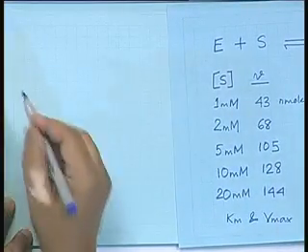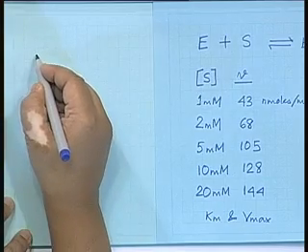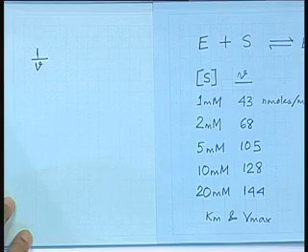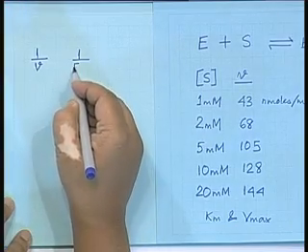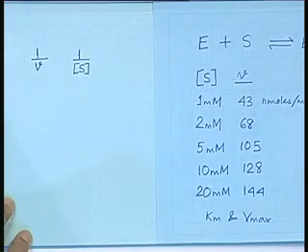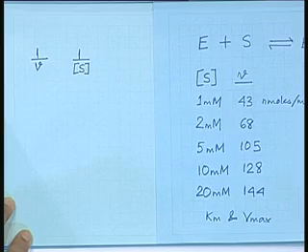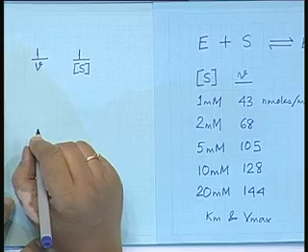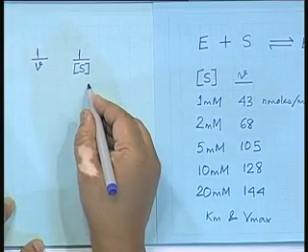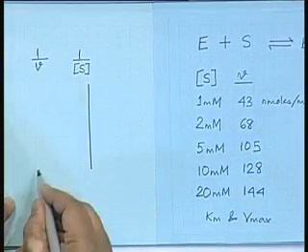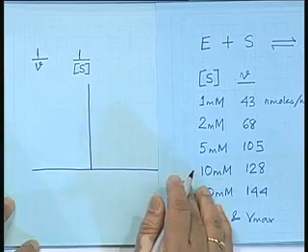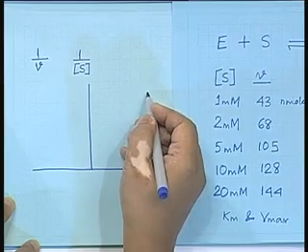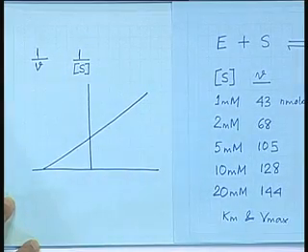is I have to calculate 1 by V, right, and 1 by S. Now, once I calculate 1 by V and 1 by S, what am I going to get? I can plot the data on a Lineweaver-Burke plot, and what is that going to give me? Something that looks like this.